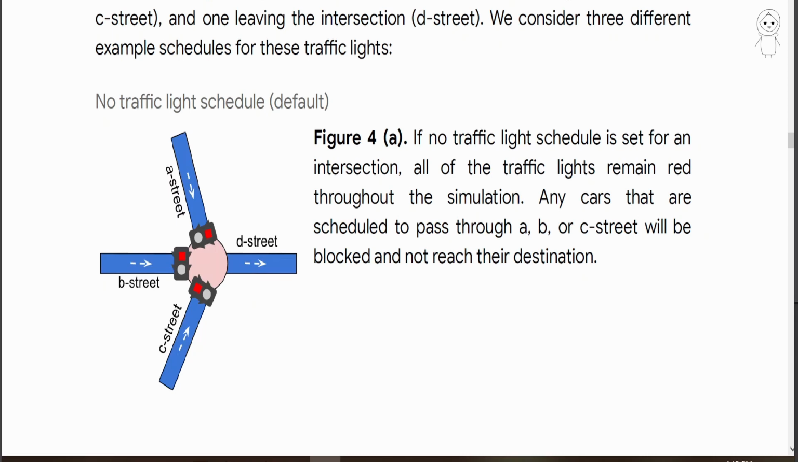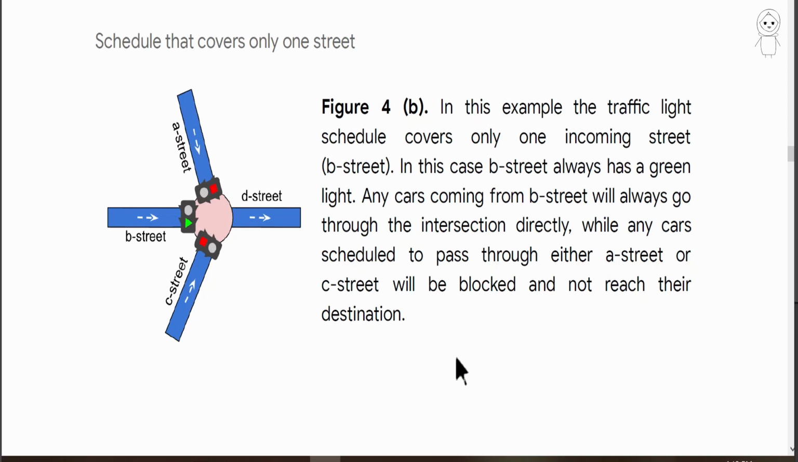If no traffic light schedule is set for an intersection, all of the traffic lights remain red throughout the simulation. Any cars that are scheduled to pass through A, B, or C will be blocked and not reach their destination. Figure 4b. In this example, the traffic light schedule covers only one incoming street, the B street. In this case, B street always has a green light. Any cars coming from B street will always go through the intersection directly, while any cars scheduled to pass through either A street or C street will be blocked and not reach their destination.